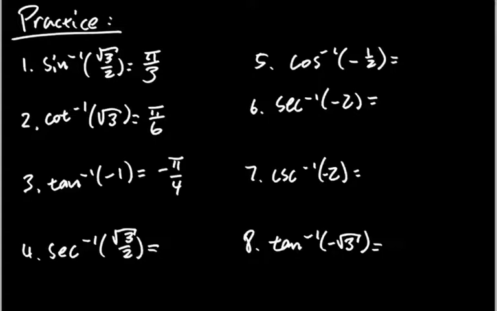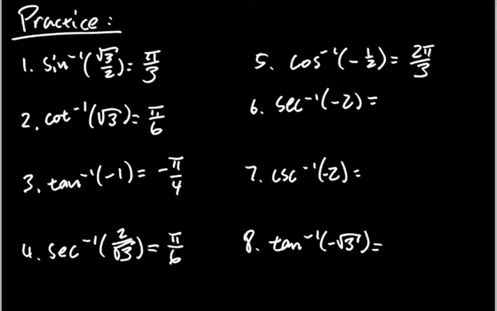Secant inverse of square root of 3 over 2. Actually, that doesn't make any sense to do. Let's do 2 over square root of 3. Whoops. Because it's secant. Okay, so this means, well, cosine is square root of 3 over 2 at the pi over 6s. So secant inverse is going to be the same thing at those places. So it's going to be pi over 6 because this is positive. Okay, cosine inverse of -1/2. This is going to be at the pi over 3s. This is negative, so it's going to be at 2 pi over 3.